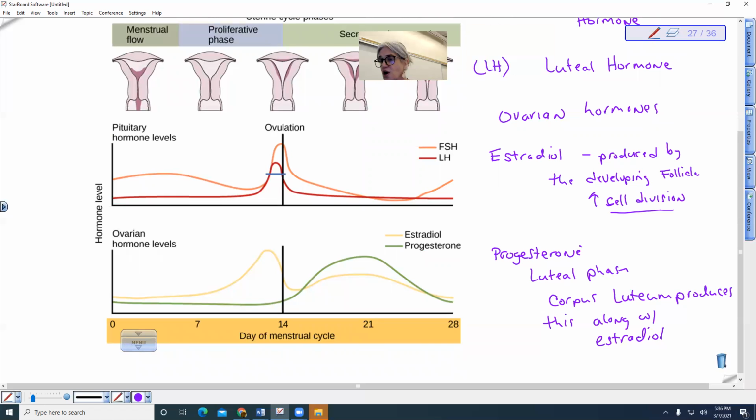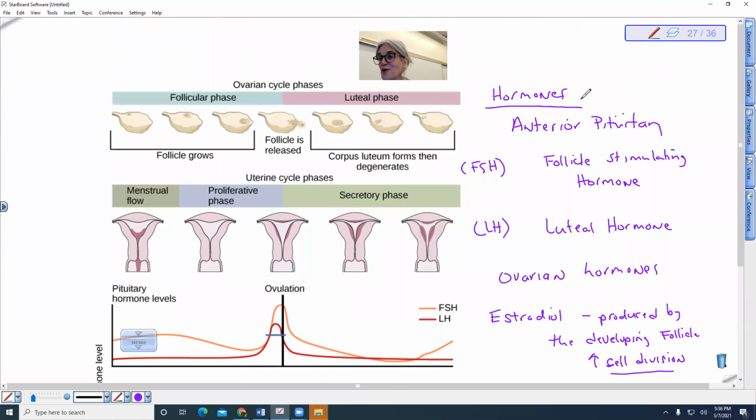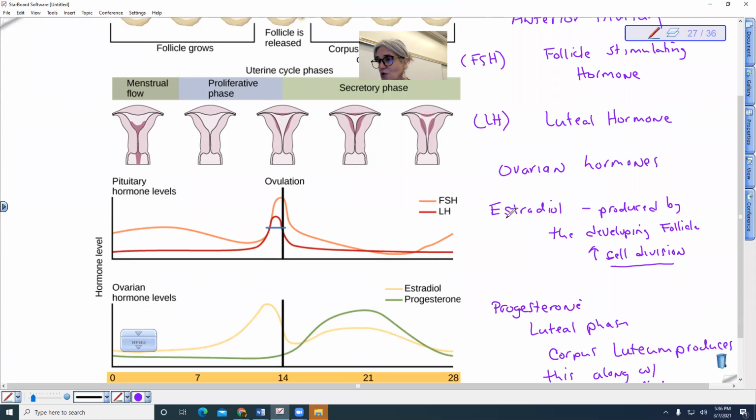And so you should know the roles of both the anterior pituitary hormones as well as the roles of the ovarian hormones in the regulation of this complex multi-organ female reproductive cycle.